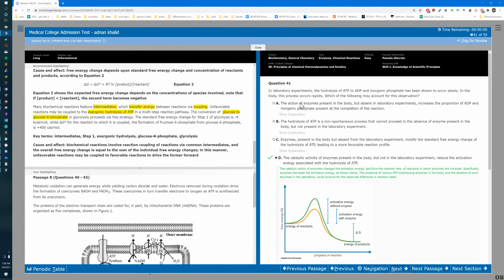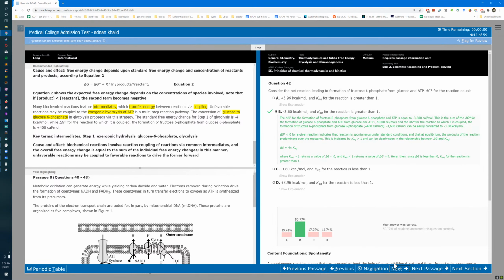Okay, and this is kind of an easy one. Basically, all the chemical reactions in our body are supposed to happen really slowly. The reason that they don't is because they have a catalyst, aka an enzyme. And an enzyme doesn't really do anything thermodynamically speaking. It only does something kinetically speaking by reducing the activation energy. So it's going to be D.